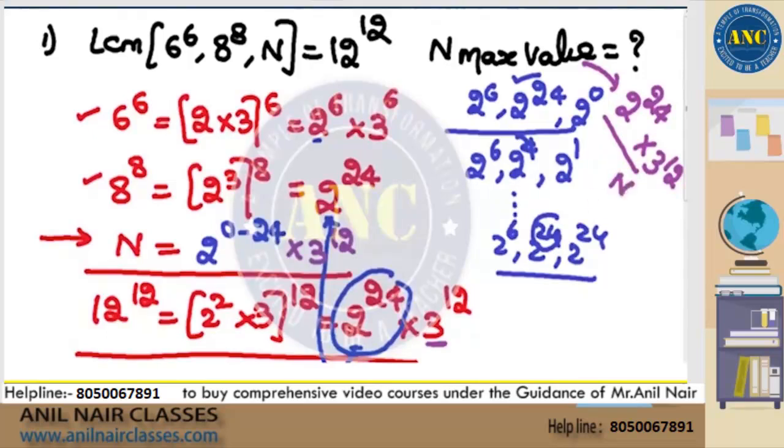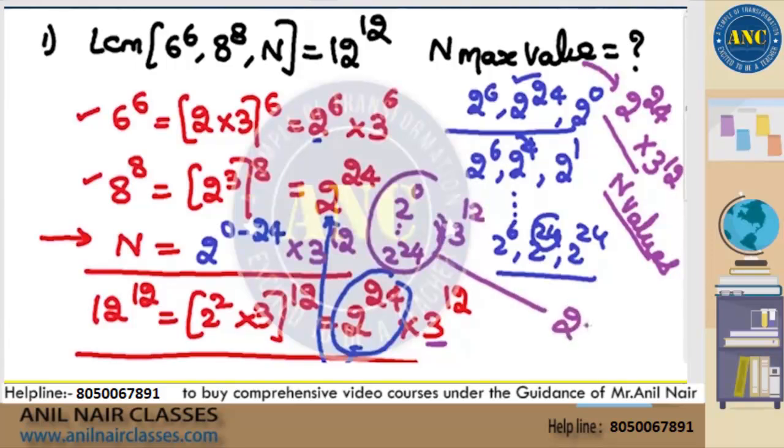If the question is how many values n will take, it will take from 2 power 0 to 2 power 24 into 3 power 12. So from 0 to 24, total 25 values it will take.